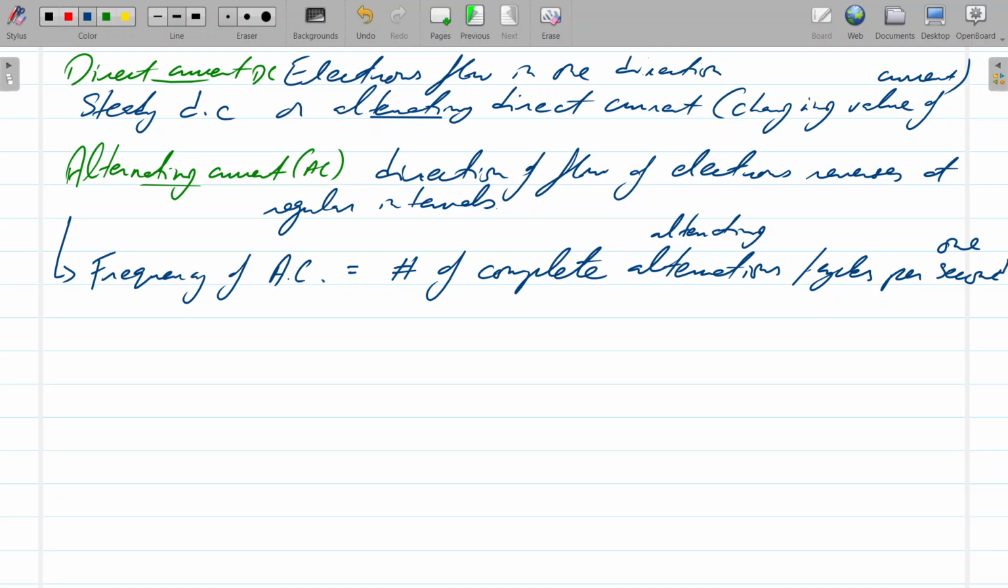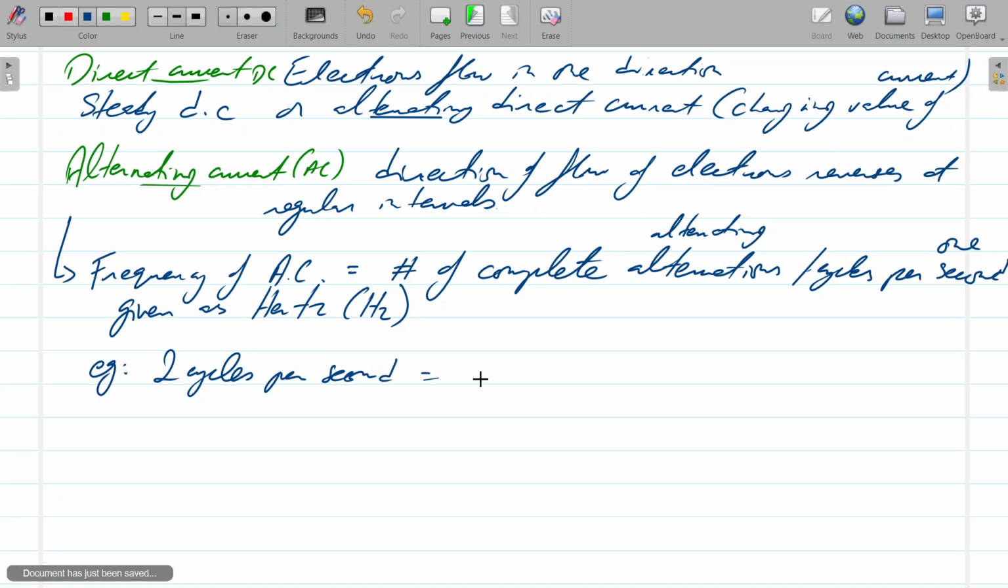Just to draw an analogy, this is similar to the frequency of waves. Remember we talked about waves and the frequency, right? So the number of complete waves per second is called the frequency of the wave, and it is given in hertz. The frequency of an alternating current is also given in hertz, with the symbol capital H and a small z. So for example, if there are 2 cycles per second, that would mean the frequency is how much?